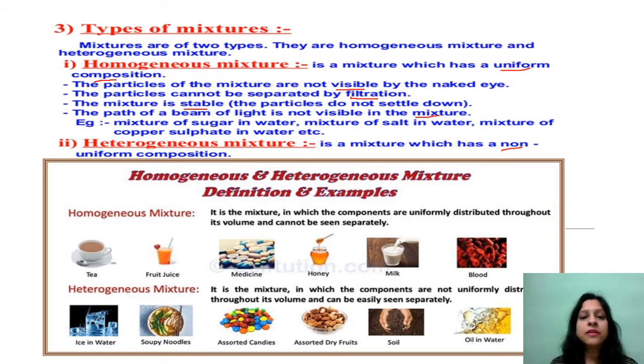ठीक है. And mixture of sugar in water, ये बेटा ये सारे के सारे जितने आप एग्जाम्पल देख रहे हैं, blood, milk, honey, medicine, fruit juice, tea, all of these are the examples of homogeneous mixture. Whereas ice in water, soupy noodles, assorted candles, assorted dry fruits, soil, oil in water, these are the examples of heterogeneous mixtures.